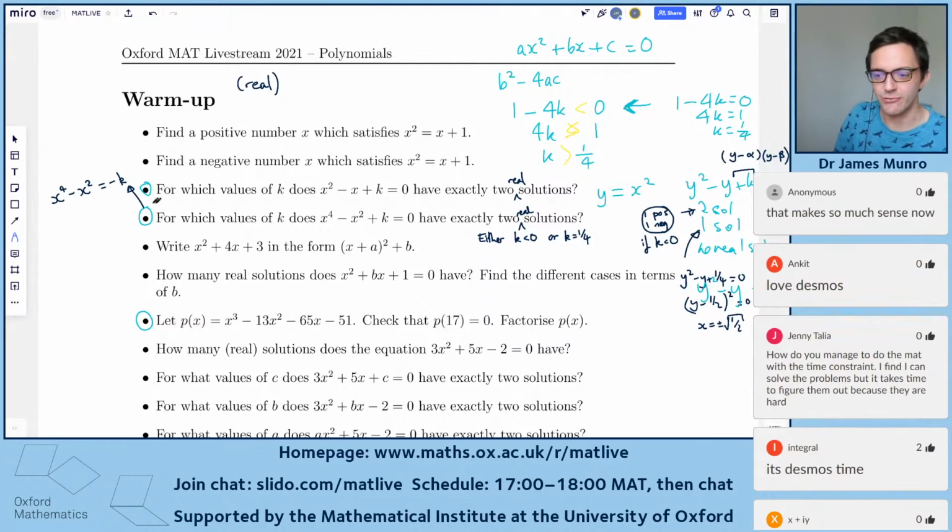Can somebody describe to me what their picture looks like for x to the 4 minus x squared? It's always fun when people try and describe graphs with words. Are you playing along at home?